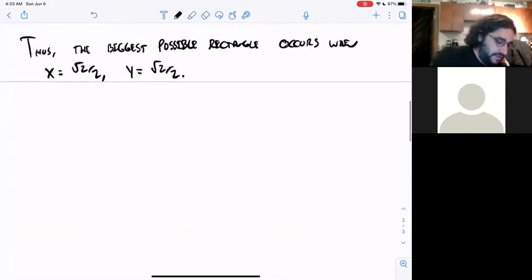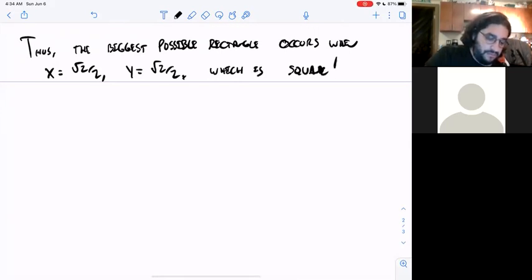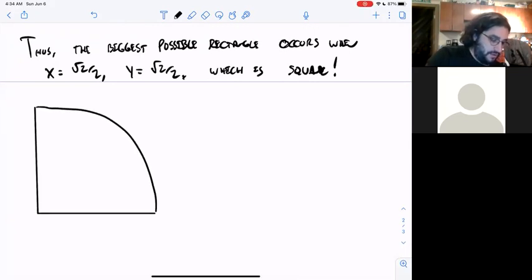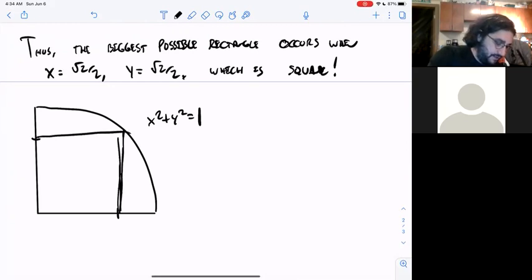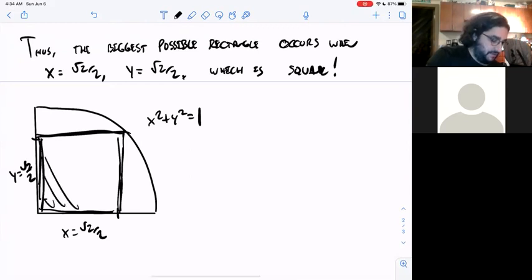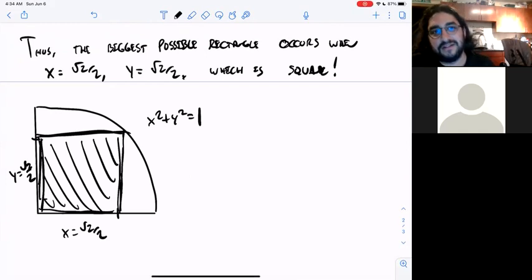So that is the biggest possible rectangle. Basically it is a root 2 over 2 by root 2 over 2 square. So on that circle, the biggest possible rectangle we can get is, pardon my less than perfect drawing, this root 2 over 2 by root 2 over 2 square. That's the biggest possible rectangle we can inscribe in this circle.